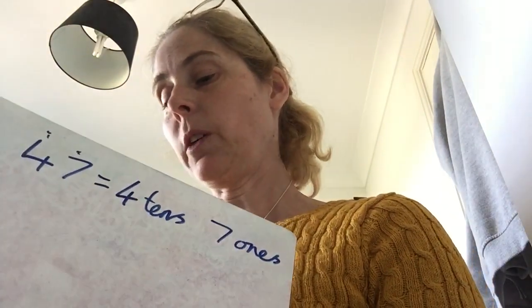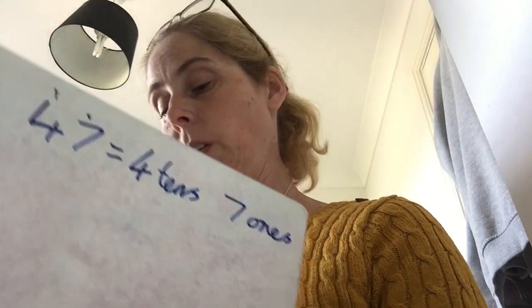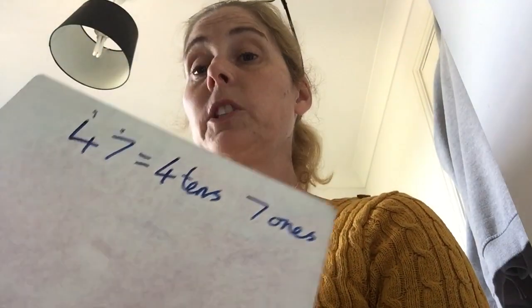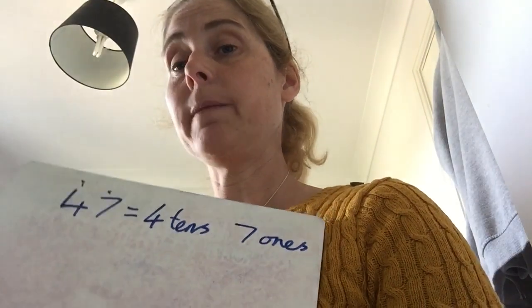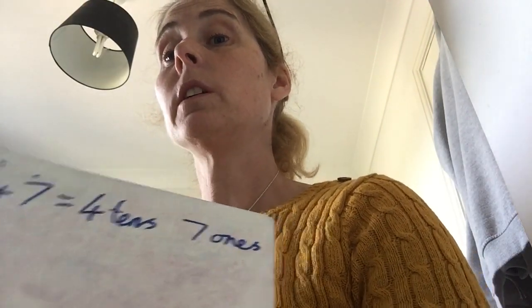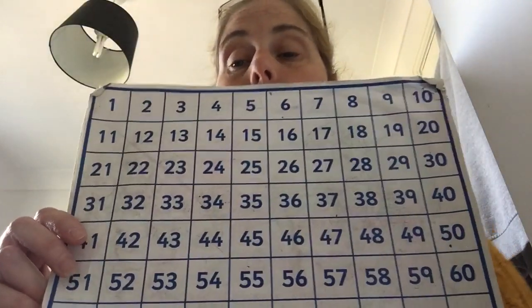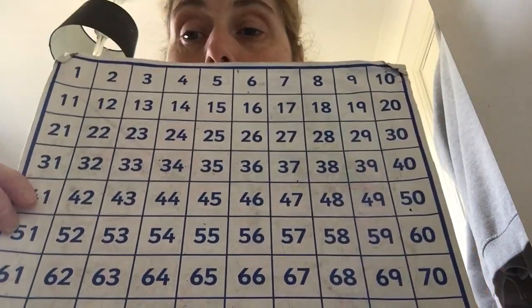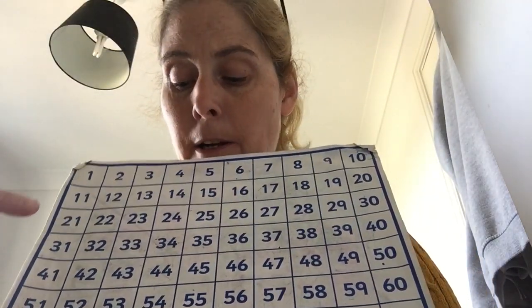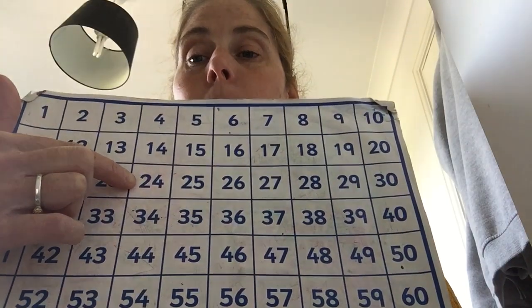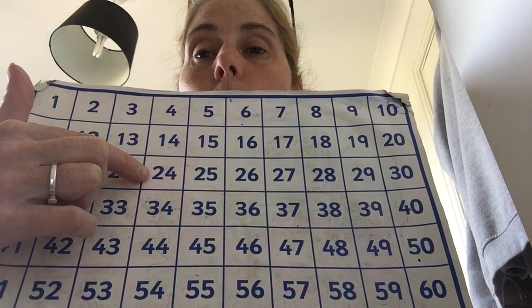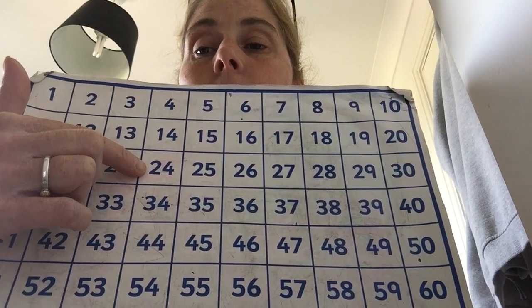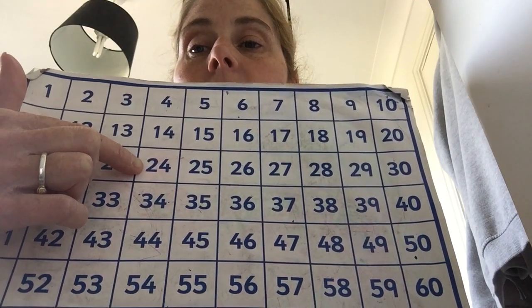What I'm going to do very quickly is I'm going to point to 3 or 4 numbers on the 100 square, and I want you, in your book or on a whiteboard, to write down how many tens, how many ones that number has. So are you ready? The first one I'm going to point at is this one here. This number. How many tens? How many ones? Write it down. Pause the video if you need to.